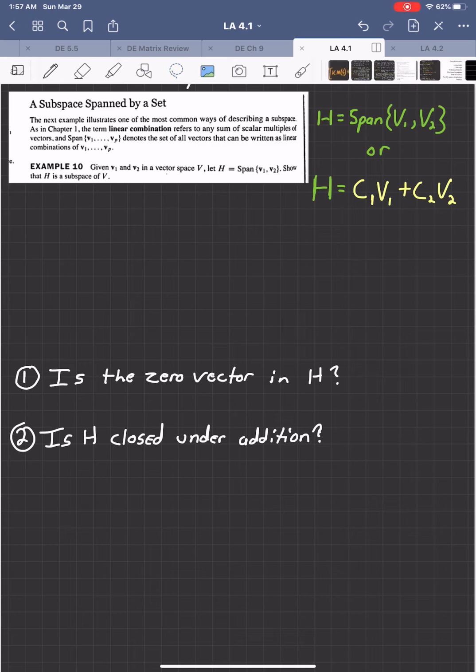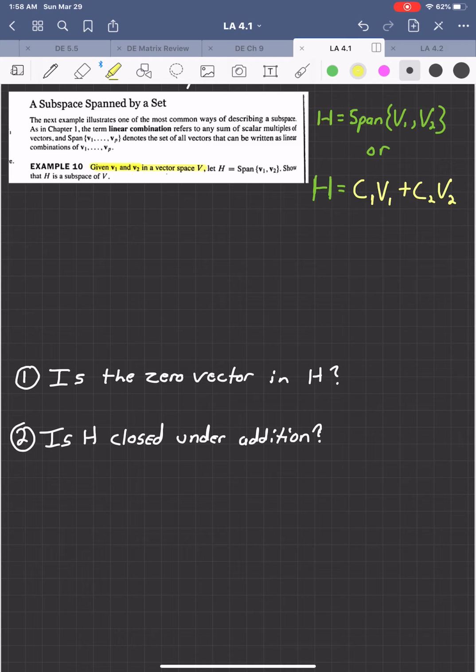All right, let me just get my highlighter out. So for example 10, what are we given? We're given two vectors, v1 and v2. Now, we're not told if we're in two-dimensional space or three-dimensional space. We're just told that we have two vectors that are in a vector space, V. With me? You can think of it as they reached into a vector space and grabbed two vectors, and that's what we have.